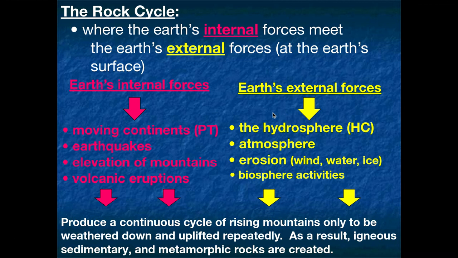So if you come down to the very bottom part of the slide, with internal forces acting with external forces, I'll just read the bottom of the slide because I wrote this myself. It says, produces a continuous cycle of rising mountains only to be weathered down and uplifted repeatedly. As a result of this battle between forces, igneous, sedimentary, and metamorphic rocks are created. And that typifies what the rock cycle represents.